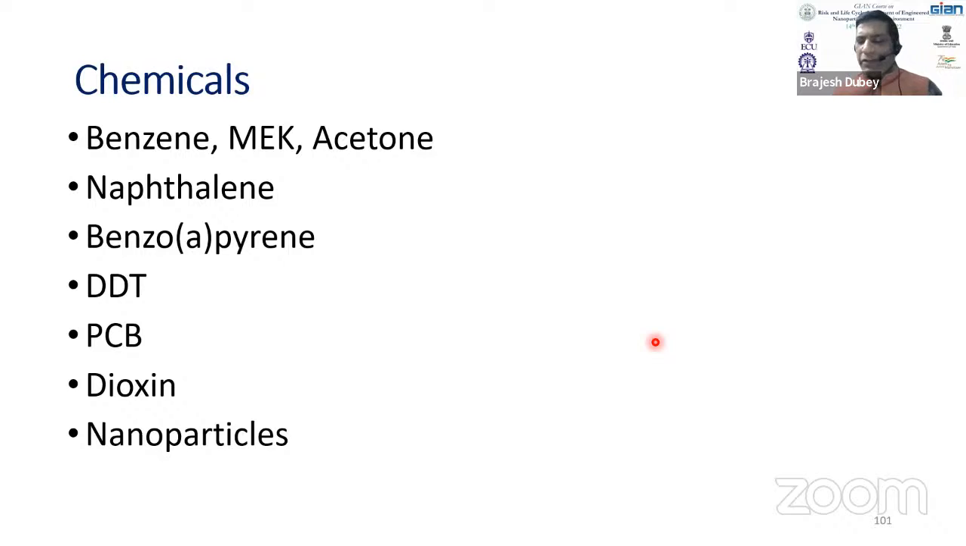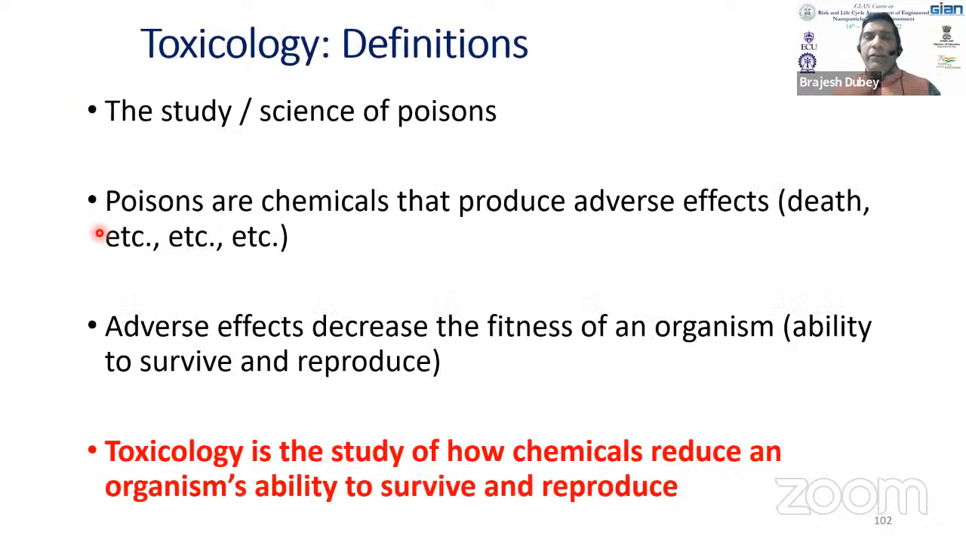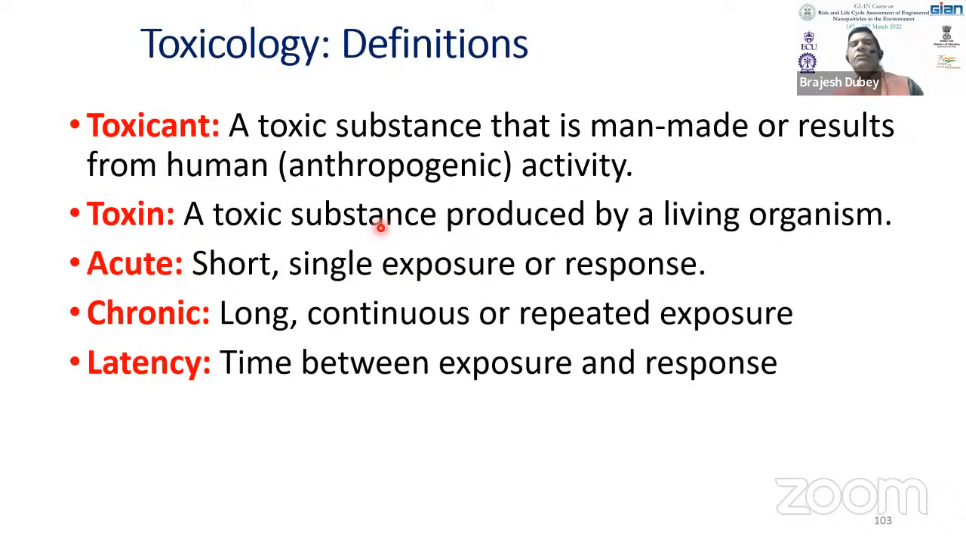So these are some chemicals which are very common in terms of their toxicity. Nanoparticles is also added to that. These are some historical chemicals which people learn a lot about. People do a lot of research on the toxicity of these different contaminants. So toxicology is a study of how chemicals reduce an organism's ability to survive and reproduce. So you can have an adverse effect, and the poisons are the chemicals which can create adverse effect.